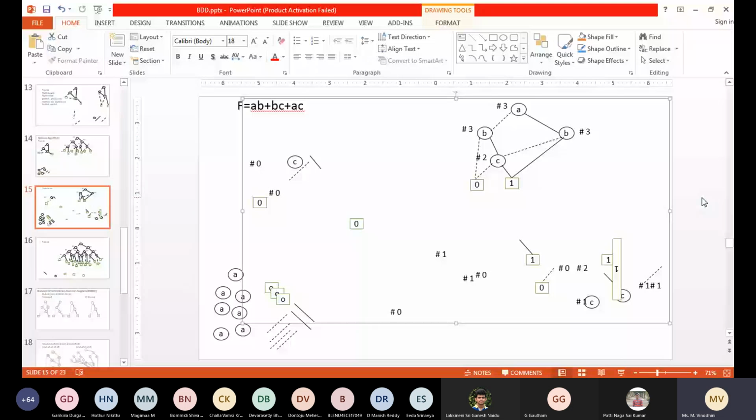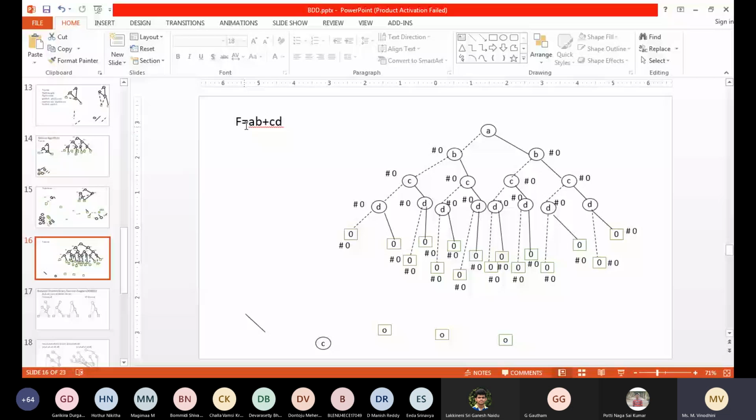Any other doubt, students? Shall we solve one more problem? Shall we move on to the next problem? Shall I? Yes, ma'am. So for the next expression, I took F is equal to A, B, C, D. This is the first expression we solved.